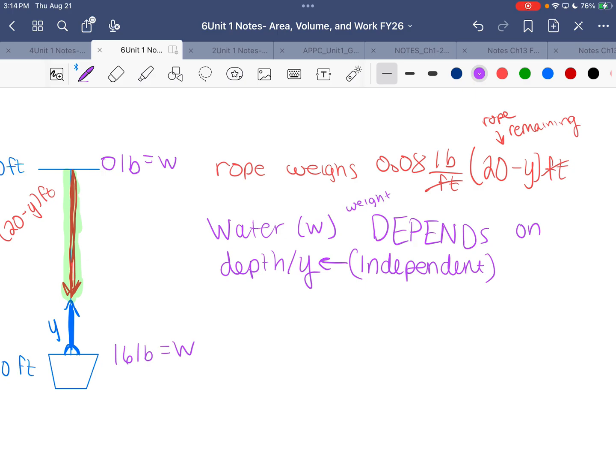We already said that there's a linear relationship between the depth and the weight of the water. So we can write the equation of a line, because there is a linear relationship. Let's write the equation of the line. Yes, you could do y equals mx plus b. No me gusta y equals mx plus b.